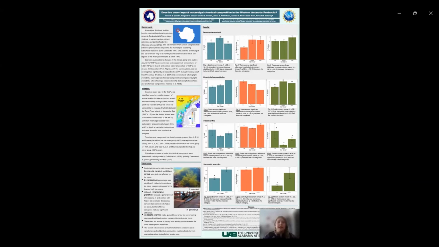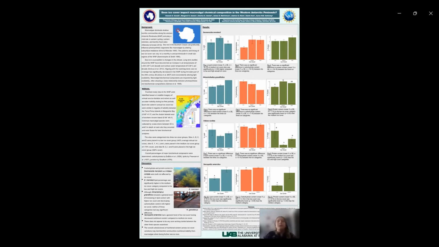Finally, Sarcopeltis had significantly lower lipid, carbohydrate, and protein content in its lower ice cover category compared to the medium ice cover. In summary, although some individual groups had significant differences in composition, the macroalgae overall had very similar nutritional content across ice cover gradients. This cohesiveness could lend benthic communities nutritional stability when faced with further sea ice loss.